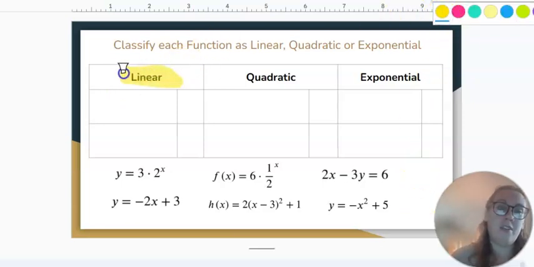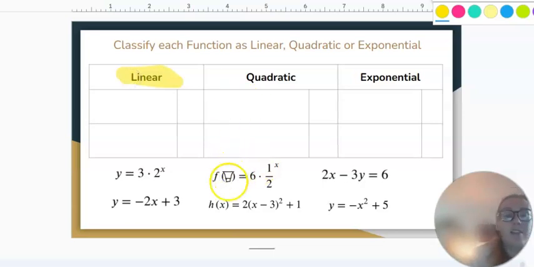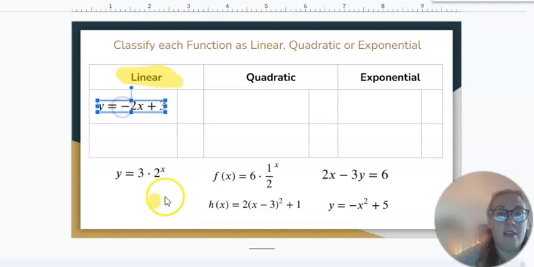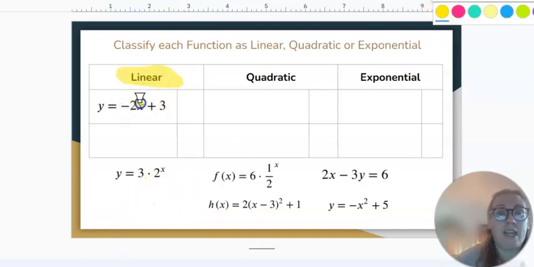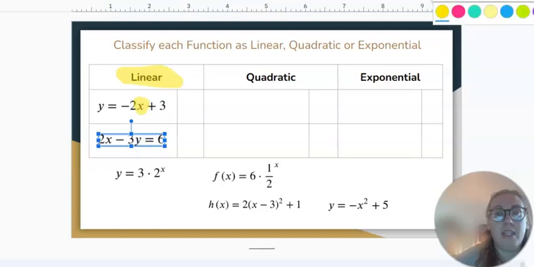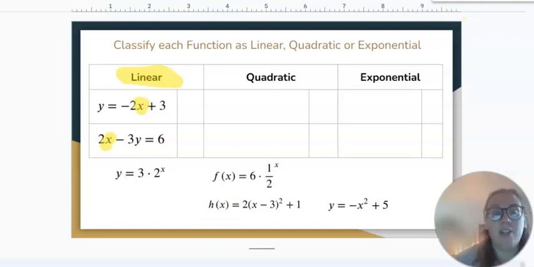Linear means we have an x with just an exponent of 1, like here. This is negative 2x plus 3. So this is going to be decreasing, but it is linear, right? It's decreasing because there's that negative 2 in the front, but it's linear. The other linear function we have is here, because again, this is an x to the first power. That's what we're looking for. Those are our linear functions.